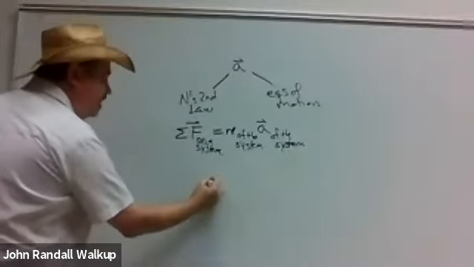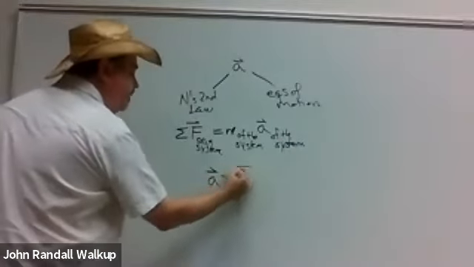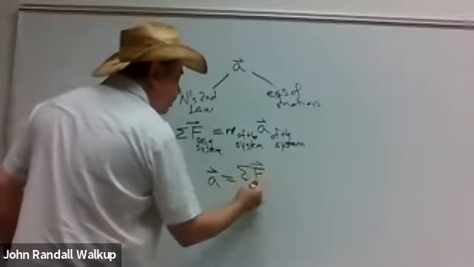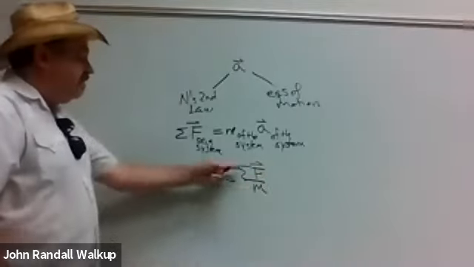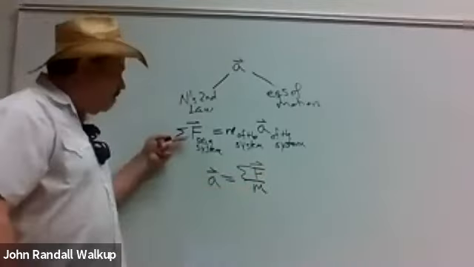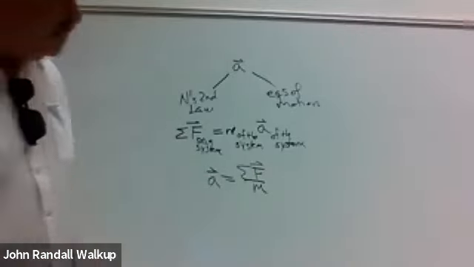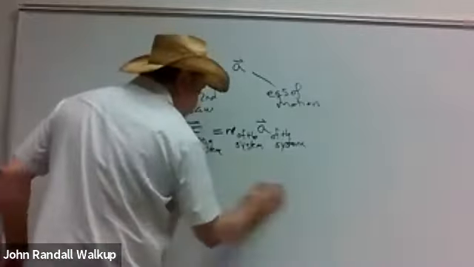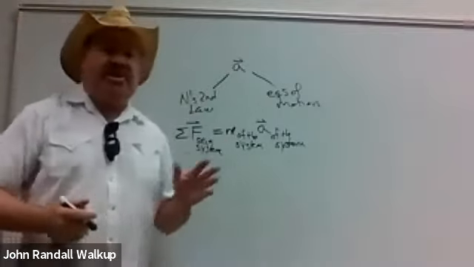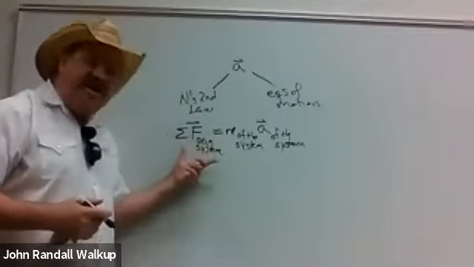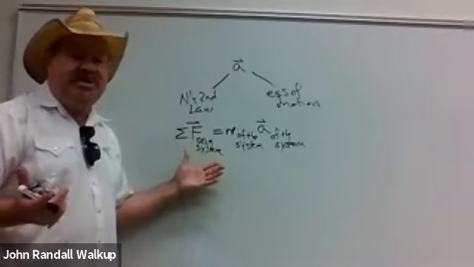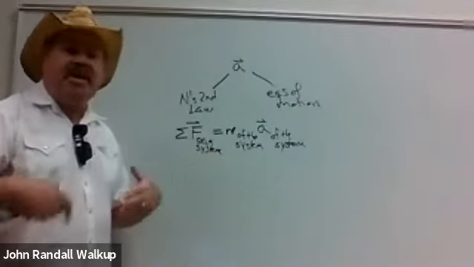And so we could write this as vector A is the vector sum of all forces acting on the system divided by the mass. I typically write it like this, like most people, but you could express it like that. Now, if we're going to vector sum all the forces that act on a system, what are those forces? You've got to be able to identify them.